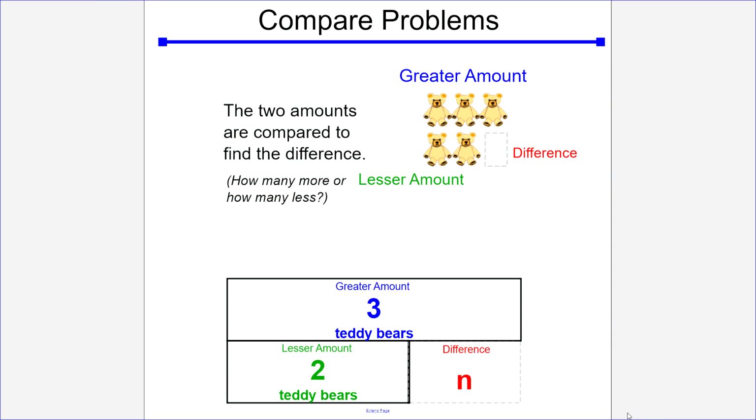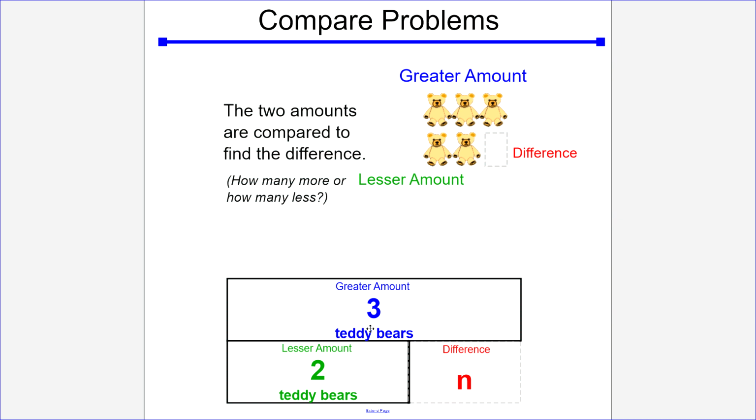In a compare problem, the two amounts are compared to find the difference. The greater amount goes on the top of the bar diagram, and the lesser amount goes on the bottom. You can see that I'm representing this compare problem with the teddy bears using my tape diagram. I know that there are 3 teddy bears as one amount and 2 teddy bears as another amount. 3 teddy bears is more than 2 teddy bears, so 3 teddy bears is clearly the greater amount.